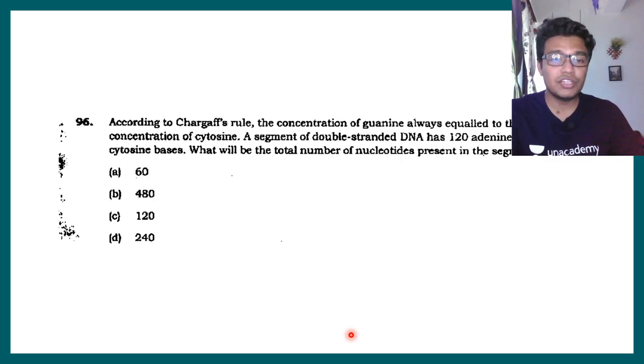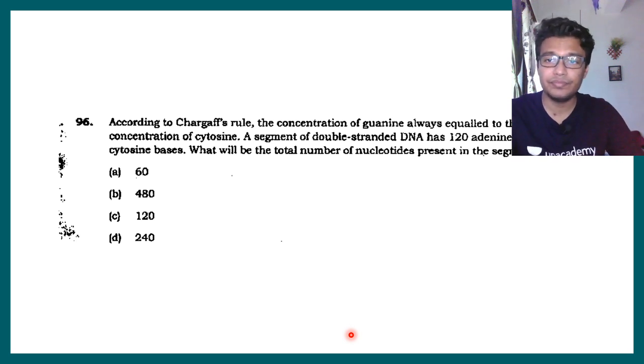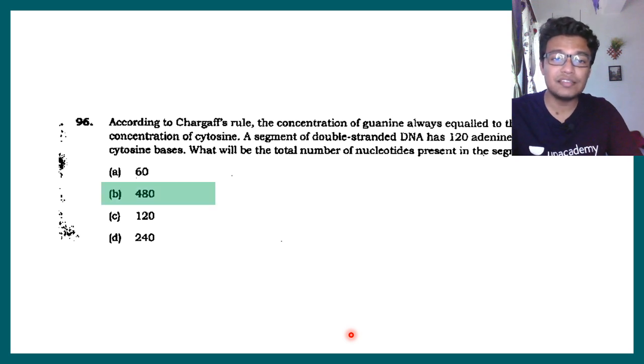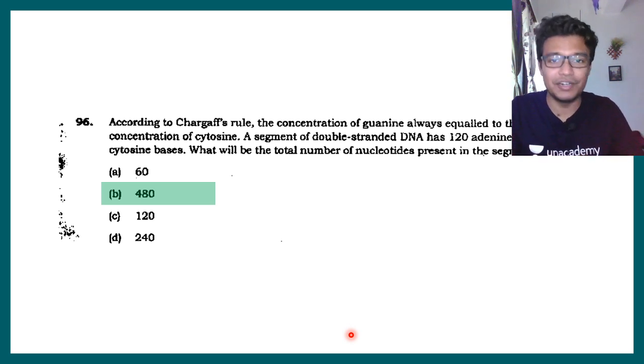Okay, then the question is, according to Chargaff's rule, the concentration of guanine always equals that of cytosine. A segment of double-stranded DNA has 120 adenine and 120 cytosine, right? What would be the total number of nucleotides present in that segment, right? Exactly. So this Chargaff rule you have to know, and this is very easy. And if you have formulated the answer, this would be 480. I'll tell you. So adenine always pairs with thymine, right?